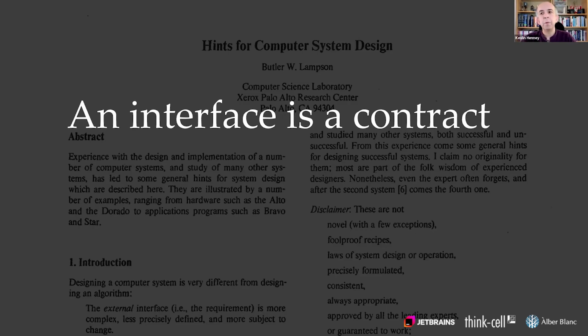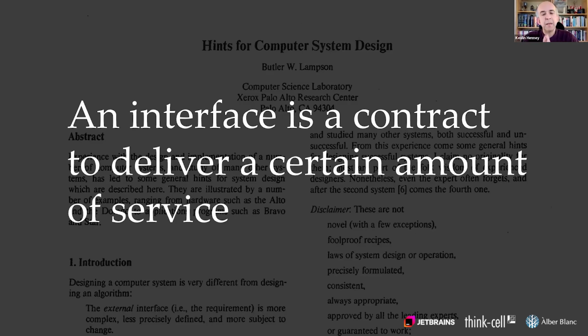And the problem is that the notion of contract embodied in the C++ contract is a tiny sliver of a contract. Tiny. Borders on useless. Yeah, I said it. But not necessarily totally useless, but people might want a little bit more reality check before they think of it as the final solution to their semantics and their specification problems. An interface is a contract to deliver a certain amount of service. That is the full concept there.